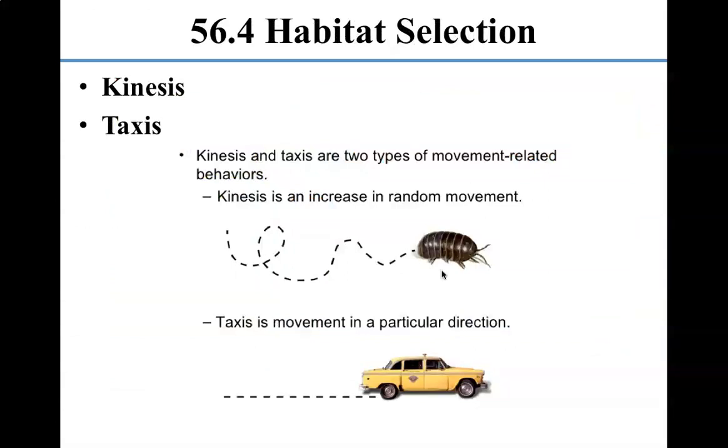I forgot. When it comes to movement, there's 2 categories of movement. There's kinesis and taxis. Kinesis is an increase in random movement. So in other words, in kinesis, an animal will change the rate of movement or the frequency of turning in response to a stimulus. For example, this is a pill bug, and the pill bug wants to live under a rock or in places where it's dark and damp.